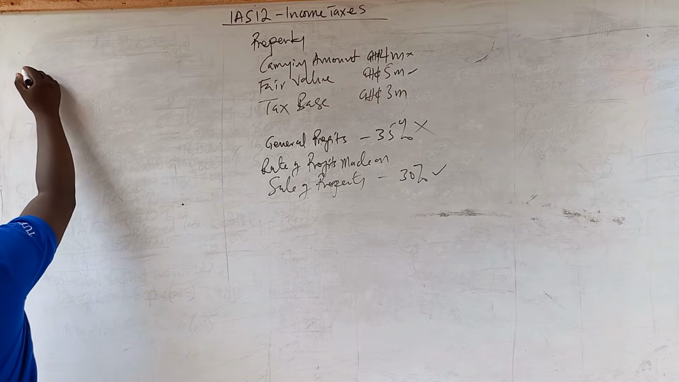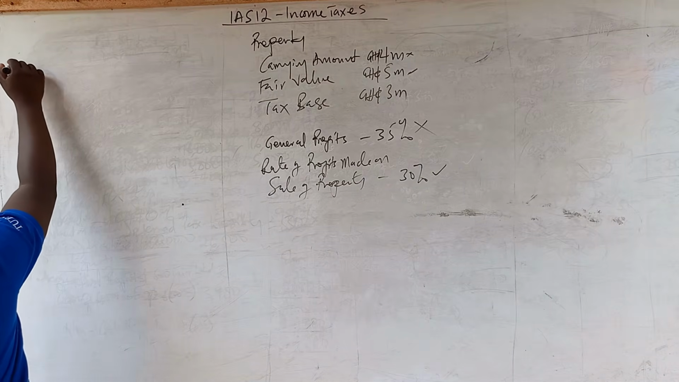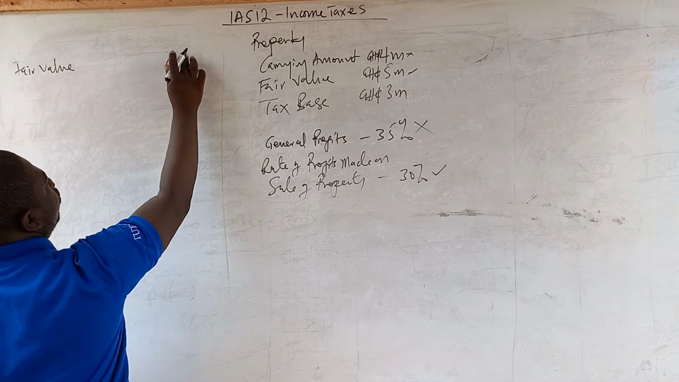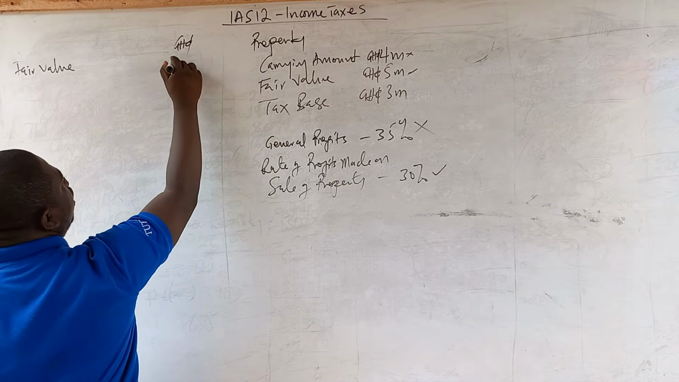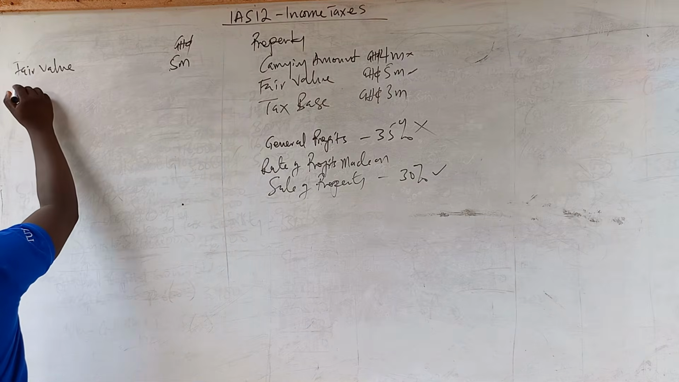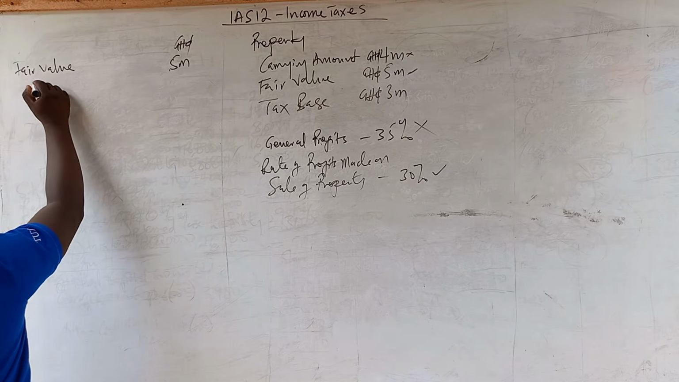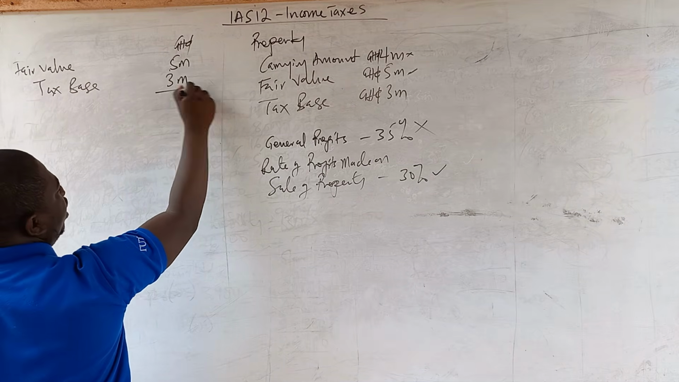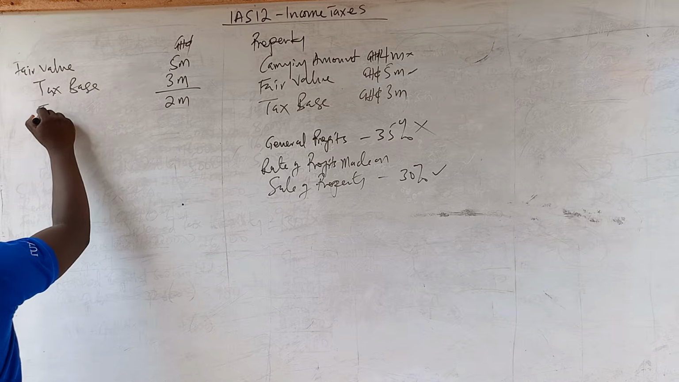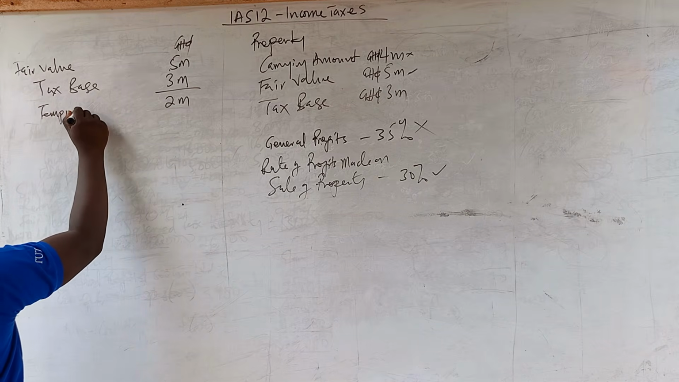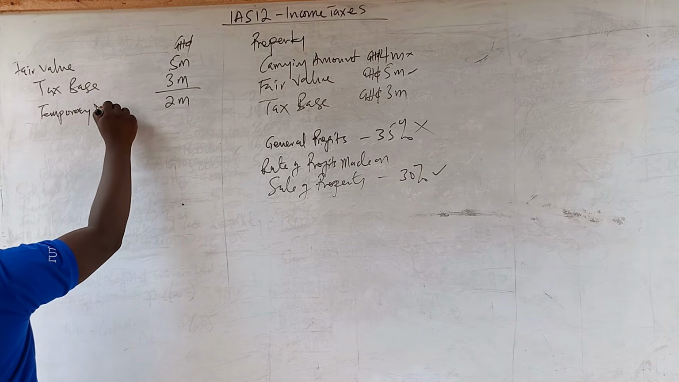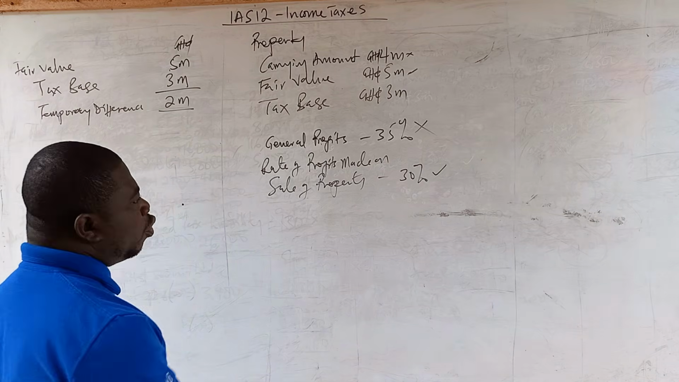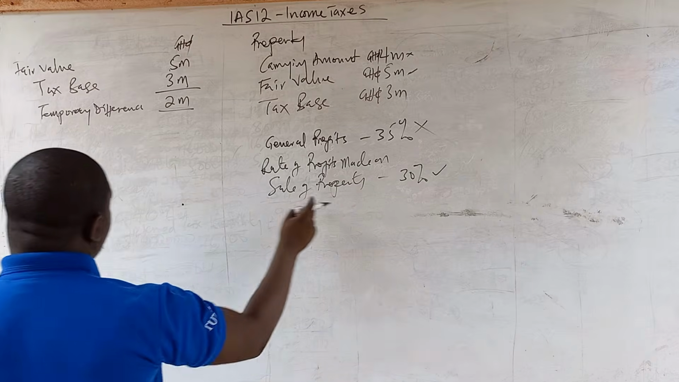Let's find the temporary difference by, first of all, writing the fair value amount, so let me show my currency sign. So 5 million. And then the tax base. According to the question, the tax base is 3 million. So the 2 million will be the temporary difference. Now we have the temporary difference to be 2 million. So we apply the rate of 30% on that.